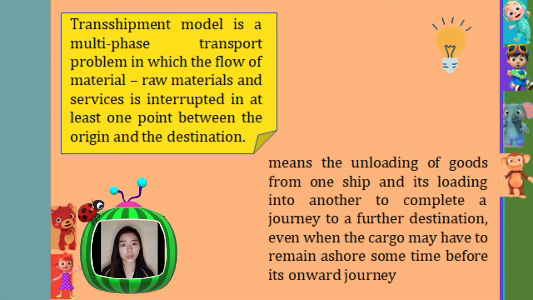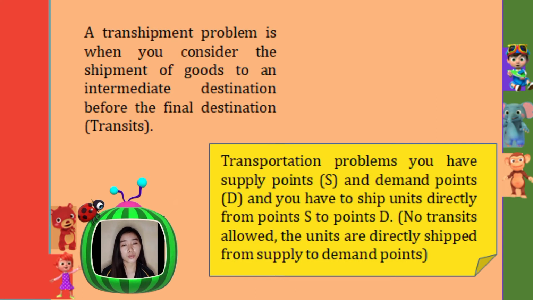A transshipment model is a multi-phase transport problem in which the flow of material or raw materials and services is interrupted at at least one point between the origin and the destination. Many are confused about the transshipment problem and the transportation problem, so I will simply address the difference. In a transshipment problem, you consider the shipment of goods to an intermediate destination before the final destination. Overall, the goods or products in this matter are in transit. Unlike transportation problems, where you have supply points and demand points only, and you have to ship units directly from point S to point D. So in this case, no transits are allowed.